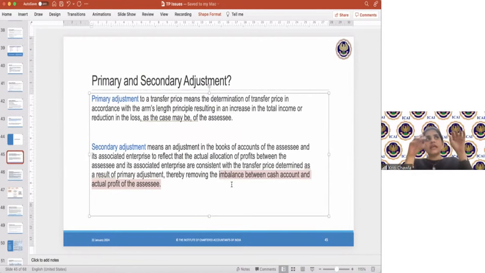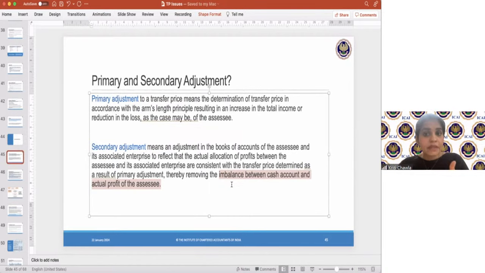So the thing about secondary adjustment is basically if you make sure that the associated enterprise now gives 40 rupees, it is repatriated, it is provided and added in the cash account of the Indian enterprise, that is basically called secondary adjustment. So that repatriation to India is basically called secondary adjustment, which basically is more like an adjustment in the books of accounts of the Indian enterprise.